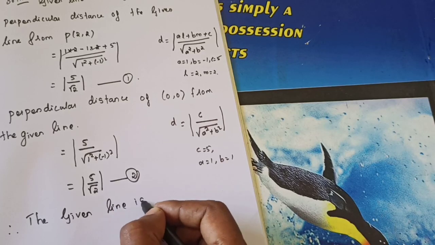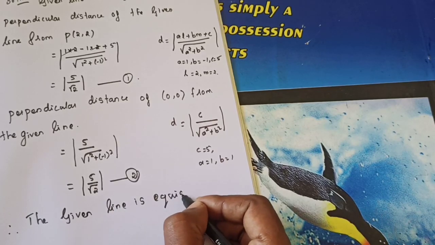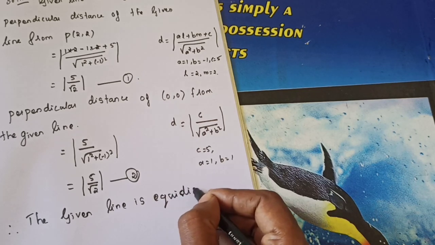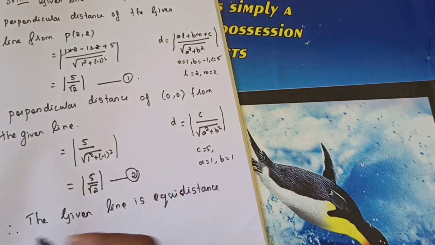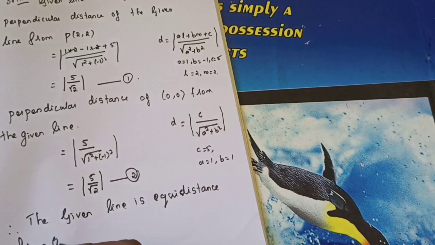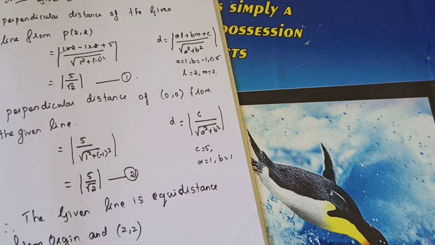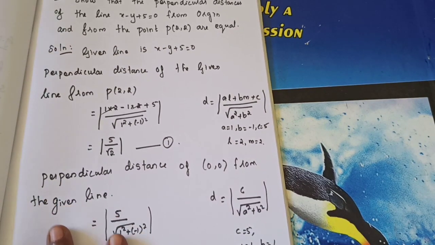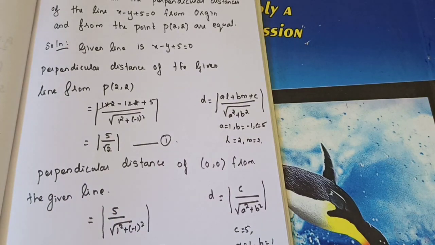Therefore, the given line is equidistant from origin and 2, 2. Understand? Very easy. Both have different formulas. One formula for point to line, and one formula for origin to line. If we apply the two formulas, both the answers are equal. So you will say the given line is equidistant from the origin and the point. Got it? Okay, let's move to the next problem.